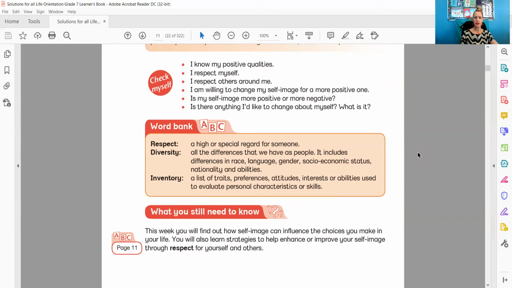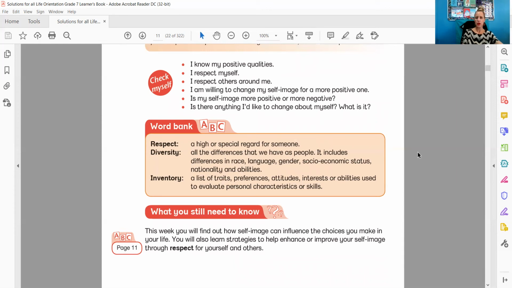And inventory. Now remember, it's not inventory, or what did we say last year? It's not dictionary, secretary, library, because the only airy is a canary. Okay, so here's ours, not inventory, like an American would say, it's inventory. And this is a list, a collection of traits, preferences, attitudes, interests, or abilities used to evaluate personal characteristics or skills.